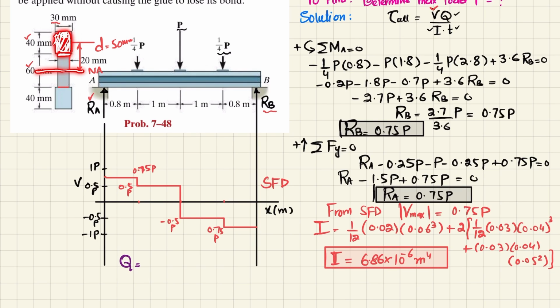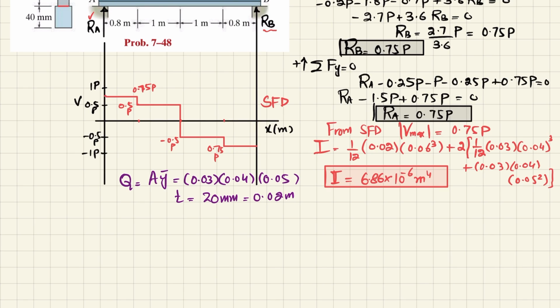And what will be y dash? So y dash will be this distance, the distance from neutral axis till mid of this section. So Q is equal to A into y dash. So area is 30 into 40 millimeters, so 30 is 0.03 and 40 is 0.04, multiplied by y dash, which is 0.05 meter. So this is your Q value. Now what about t? You can see the thickness of this member is 20 millimeter, so t is 0.02 meter.